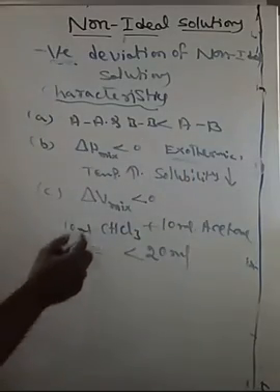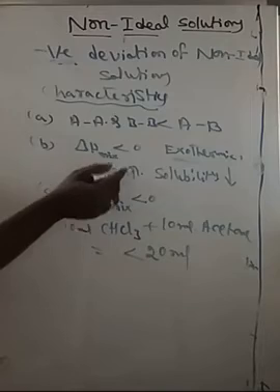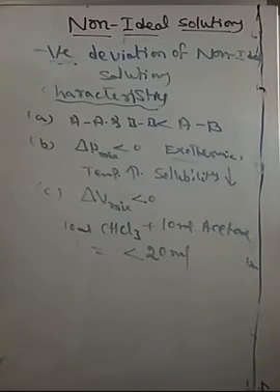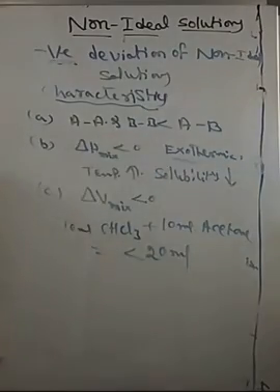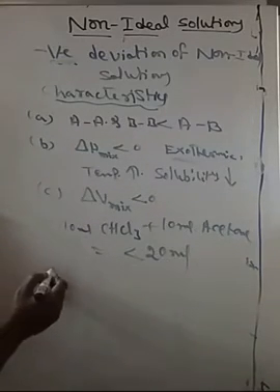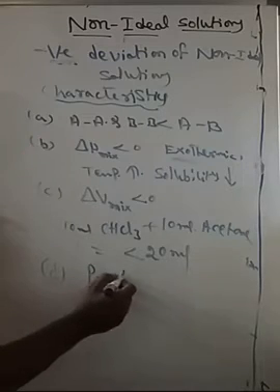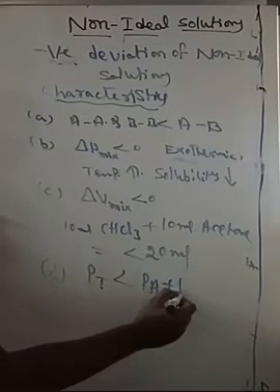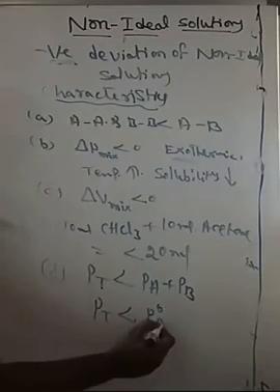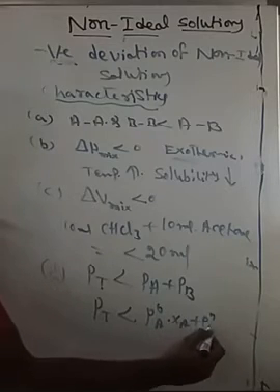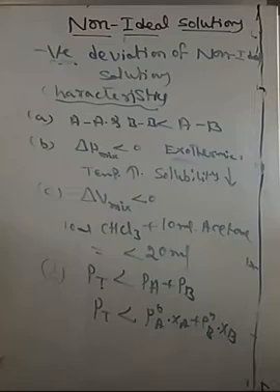According to Le Chatelier's principle, for exothermic reactions, if you increase the temperature, the solubility decreases. That's why for the dissolution process, when you raise the temperature, the solubility decreases. One more characteristic is the total pressure. It is the sum of the partial pressures of the components, PA plus PB. Therefore PT is less than P0A into XA plus P0B into XB. So these are the characteristics of negative deviation of non-ideal solutions.